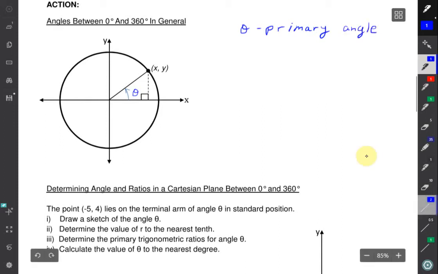If we were to draw a line on this side of the axis and form a triangle, this angle here is called beta, which is the related acute, and that would be related to an angle theta that's greater than 90 here. Beta is the related acute angle.